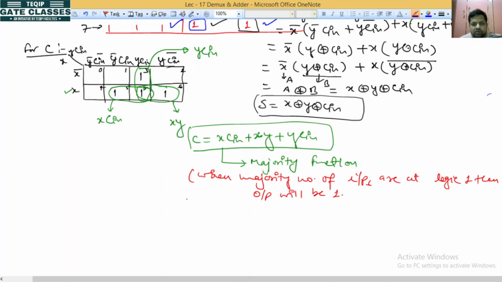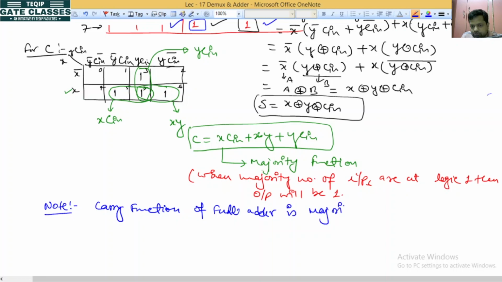So we can write it here that carry function of full adder is majority function. Okay na? Is also called as majority function.